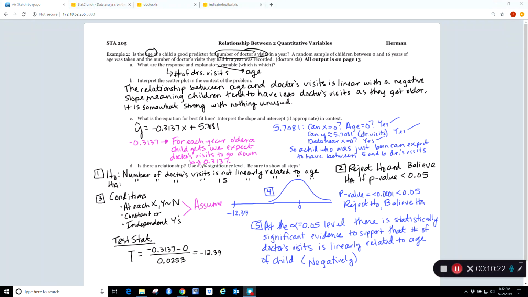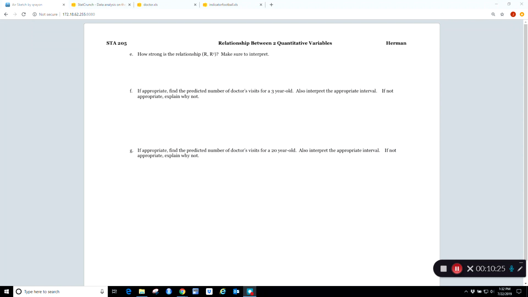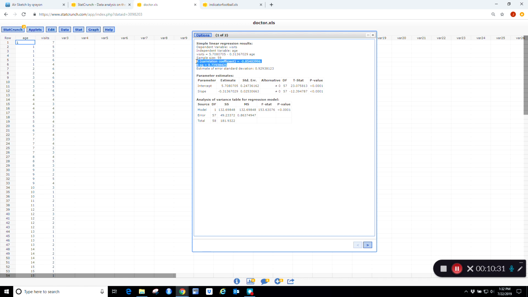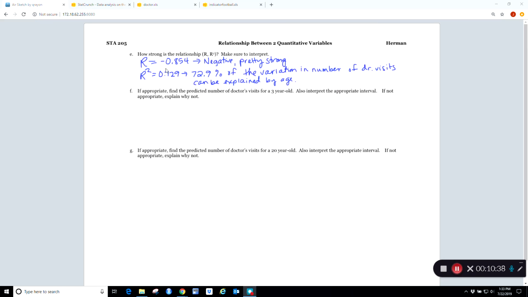All right, moving on to the next problem, we're talking about strength here. So it's going to be looking at the r and r squared, which are right here for you. And then you've just got to worry about interpreting them. So then doing our interpretations, r here is negative, and since it's pretty close to -1, I'm calling it pretty strong. For r squared, it's a more exact interpretation, so we change that 0.729 to a percentage by multiplying by 100%, so 72.9% of our variation in y, which is number of doctor's visits, can be explained by our x, which is age.